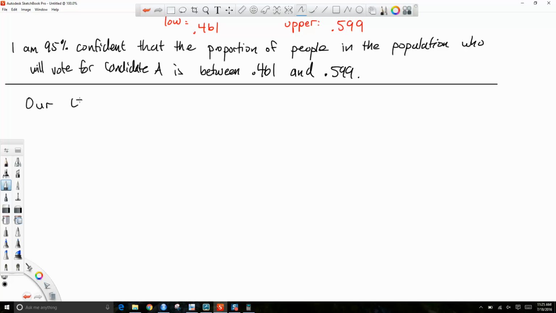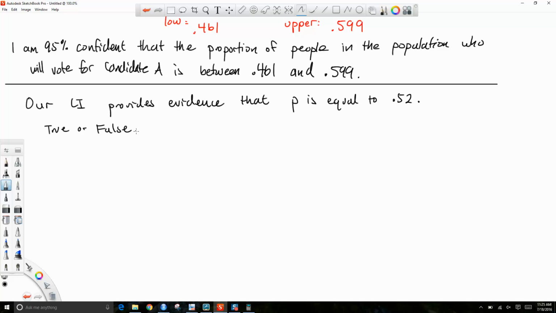Our confidence interval provides evidence that P is equal to 0.52. Okay, what do you guys think? True or false? And the answer here is also false.